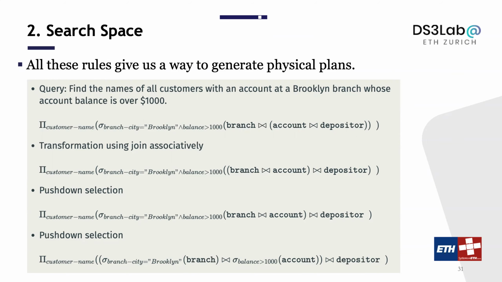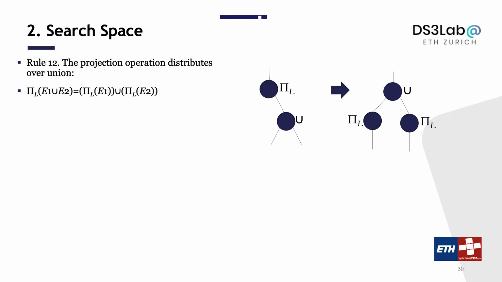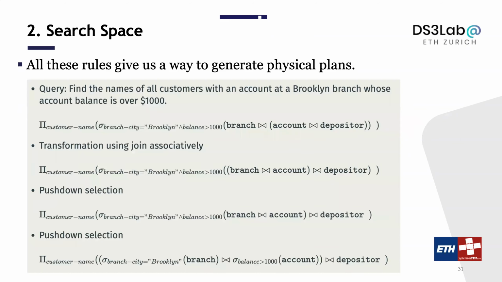For example, say you have a query that looks like this. I have three relations: a branch of a bank, the account of a customer, and someone who deposited money. I want to find the names of all the customers with an account at a certain branch and an account balance over 1,000. So you could have a logical plan that looks like this.